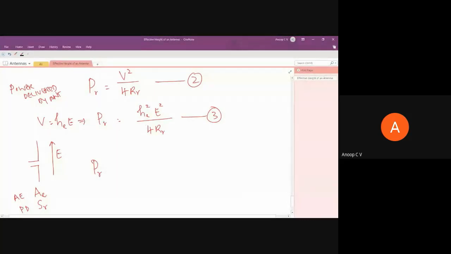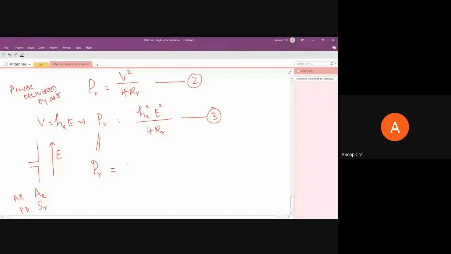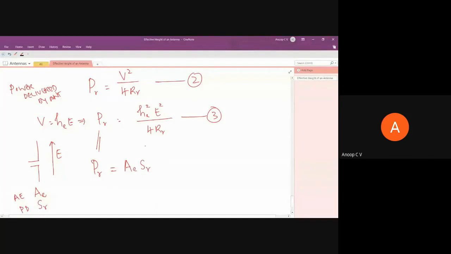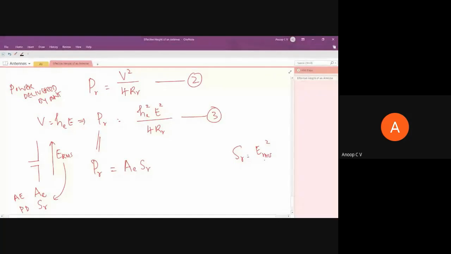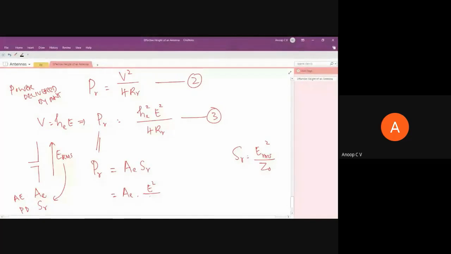The same power delivered can be represented as AE times SR. But if E is the RMS voltage, SR can be written as E RMS square by Z0. So this E is the RMS value itself, and I can write it as AE times E square by Z0.